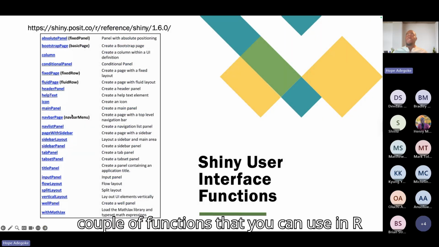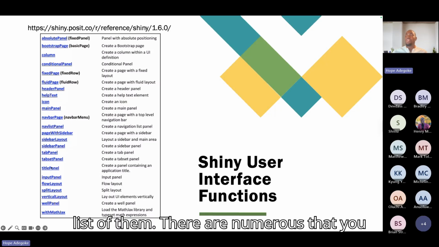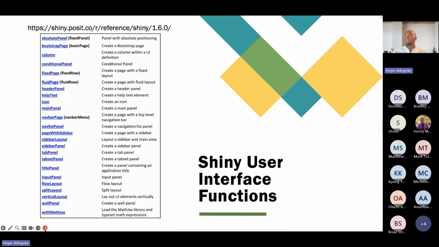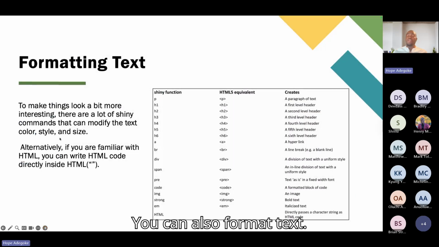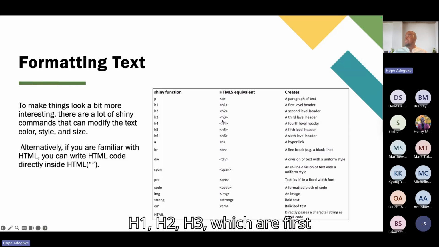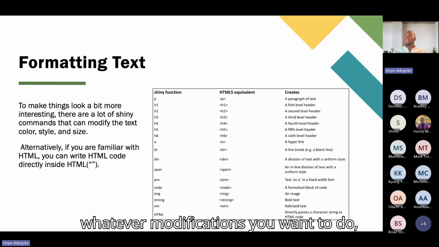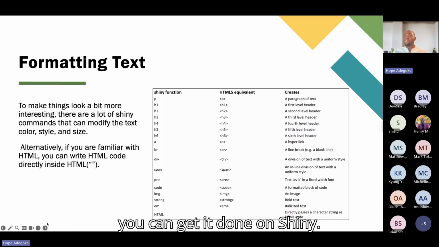So there are a couple of functions that you can use in R, and they are all in this link, shiny.posit.co. You can get a list of them. There are numerous that you can use for your Shiny app. You can also format text, like your basic HTML. You can use the H1, H2, H3, which are first level header, second level header, and all of that. So you can modify your app to change color, the style, the size, and whatever modifications you want to do, you can get it done on Shiny.